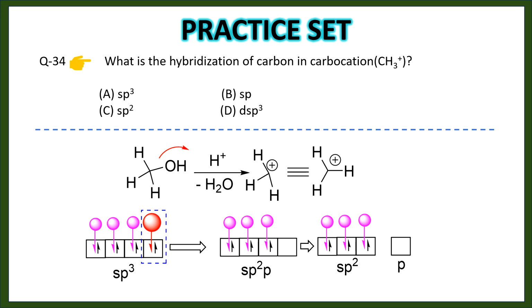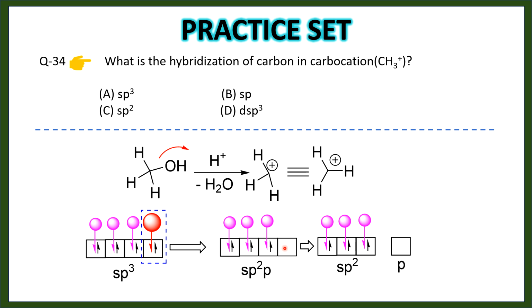Means methyl carbocation, CH3 plus. Options are given. We need to know how this carbocation is generated, either from alkyl halide or from alcohol, where carbon is sp3 hybridized. During formation of this carbocation, the hydroxyl group, the leaving group, leaves from the alcohol and takes the electrons from this carbon. This is sp3 hybridized, so the hydroxyl oxygen takes all the shared electrons out from this orbital, so it remains vacant.